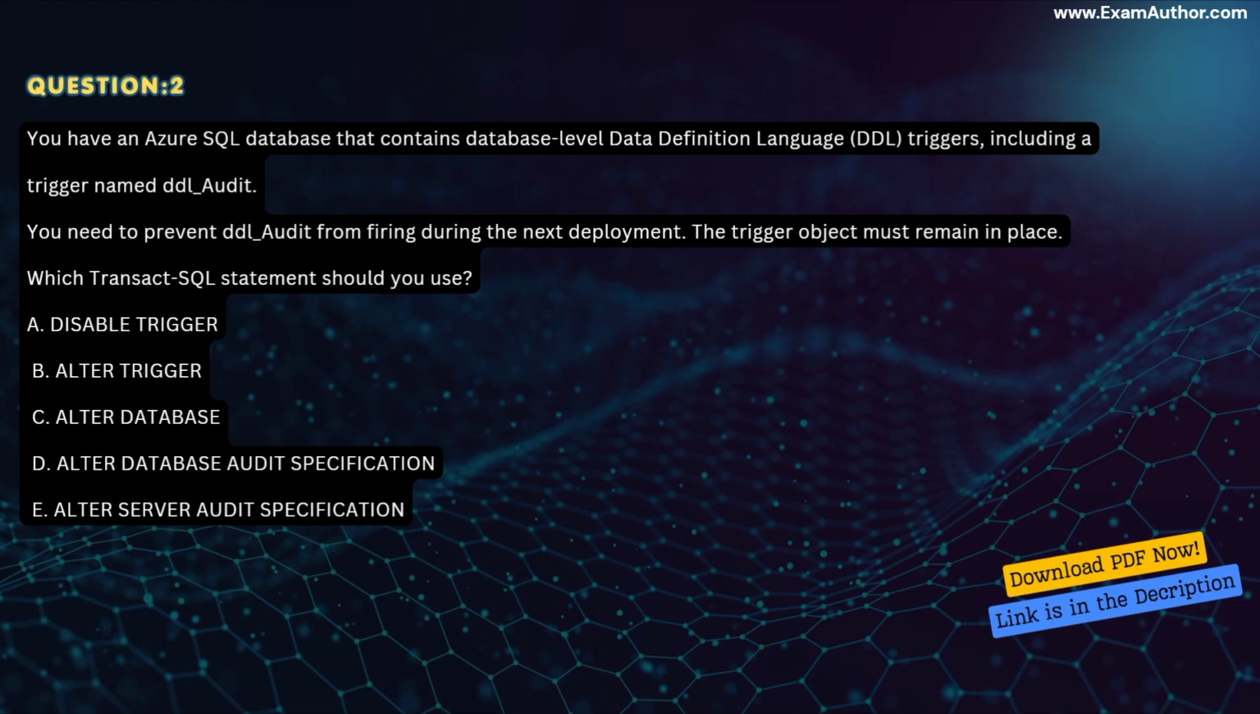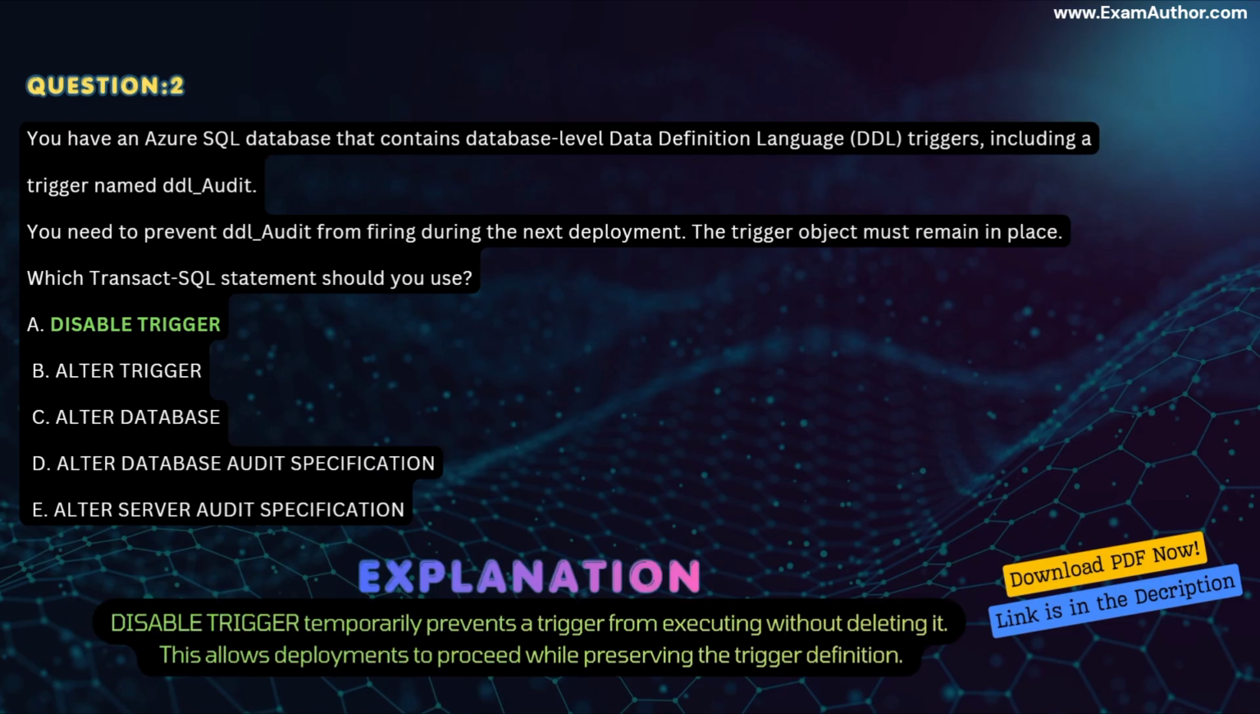A. Disable trigger. B. Alter trigger. C. Alter database. D. Alter database audit specification. E. Alter server audit specification. Correct answer A. Disable trigger. Explanation. Disable trigger temporarily prevents a trigger from executing without deleting it. This allows deployments to proceed while preserving the trigger definition.